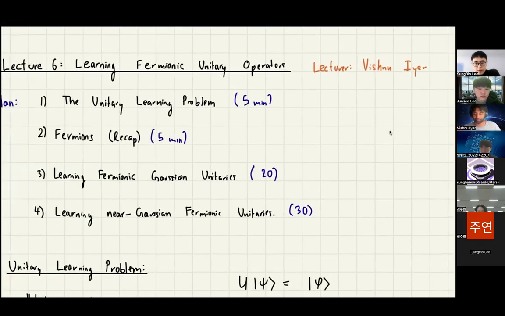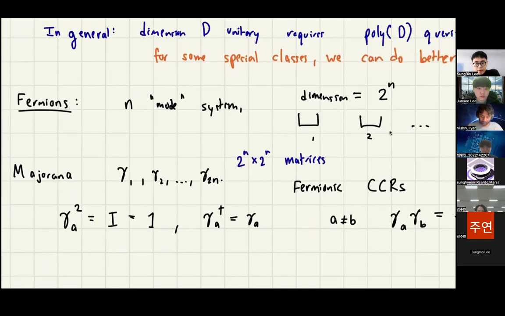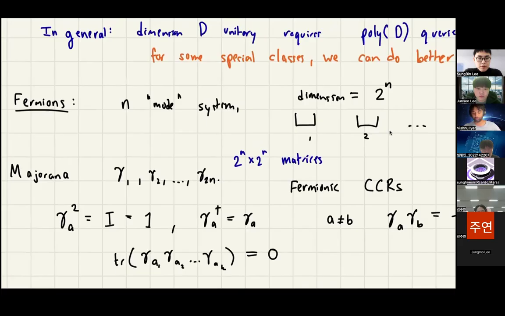Oh yeah, I missed one thing. Sorry. Another special property is that the trace of any gamma A1, gamma A2, gamma AK, if you take the trace of the product of any of these, this is going to be equal to 0. Okay? So this is going to be useful to know.